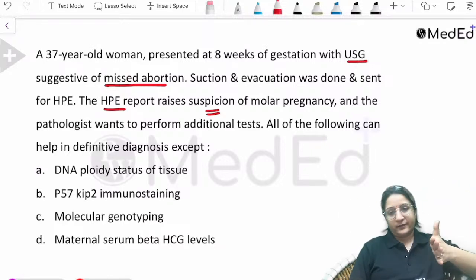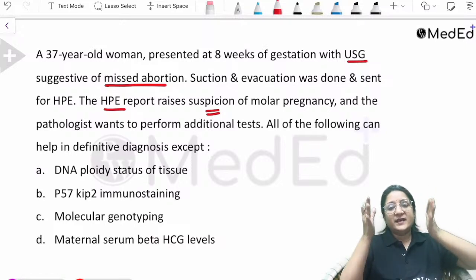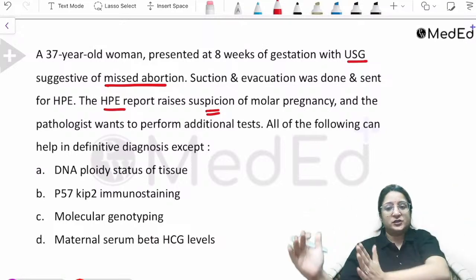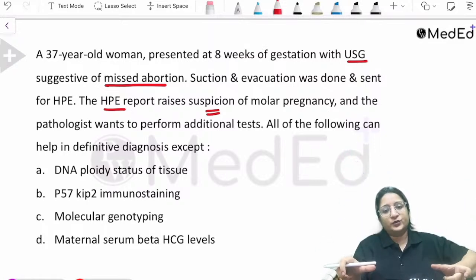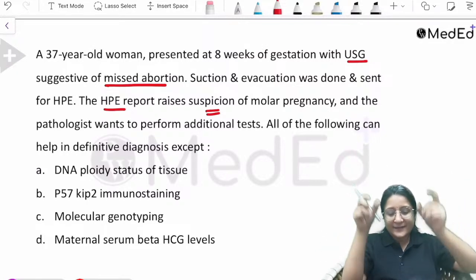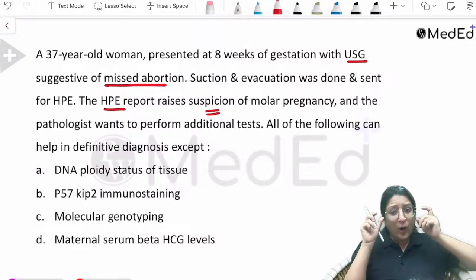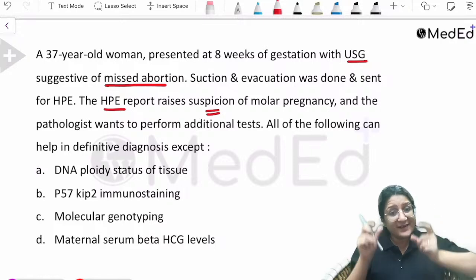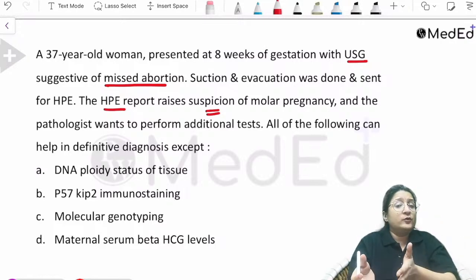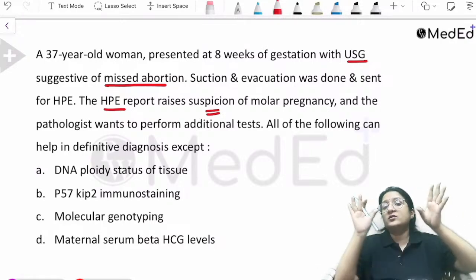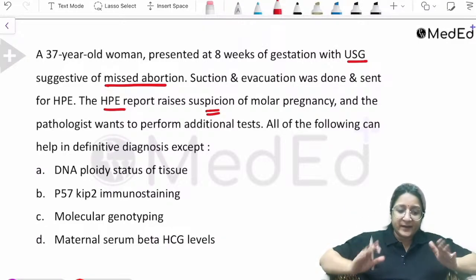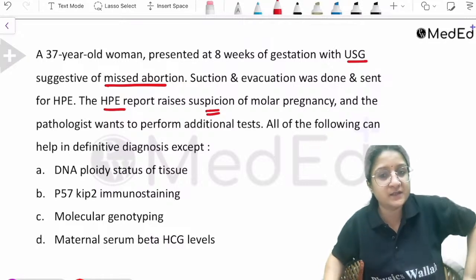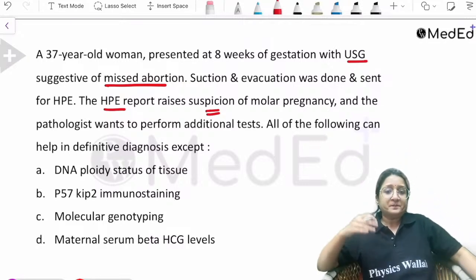Now look here, okay? When I discuss complete mole versus partial mole, I tell you all the differences. You read all the differences in books. Now analyze it clinically. All of the following can help in definitive diagnosis. How can you definitely say? It could be a partial molar pregnancy, which is often misdiagnosed as missed abortion. Have you heard this in your lectures? Partial molar pregnancy is often misdiagnosed as missed abortion.